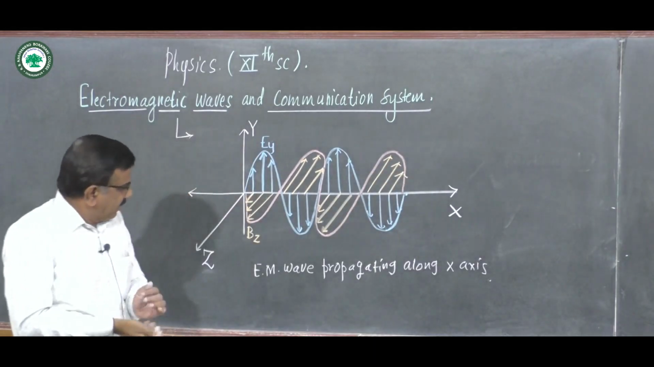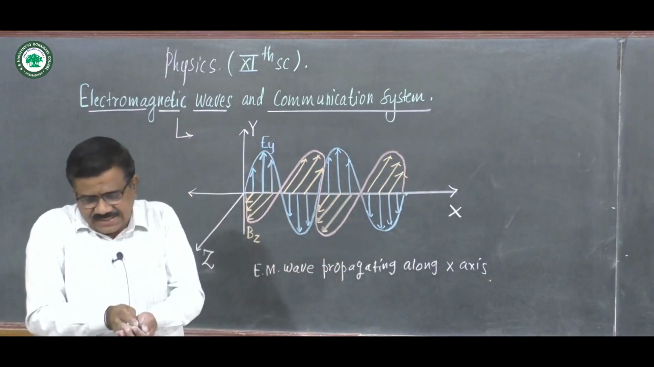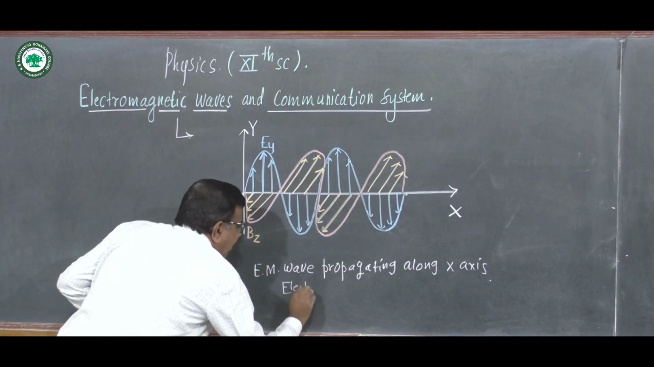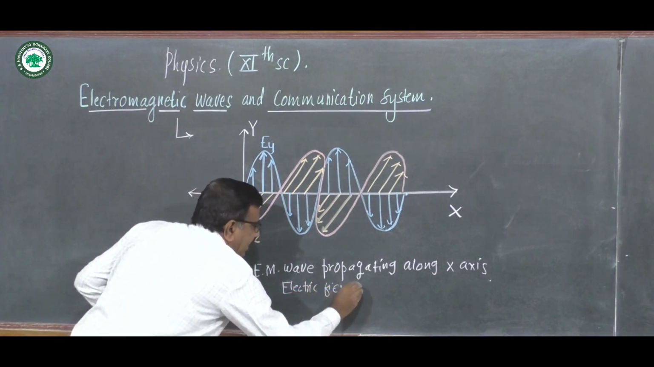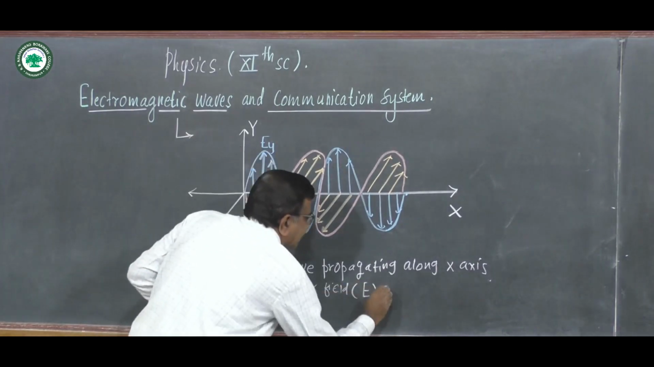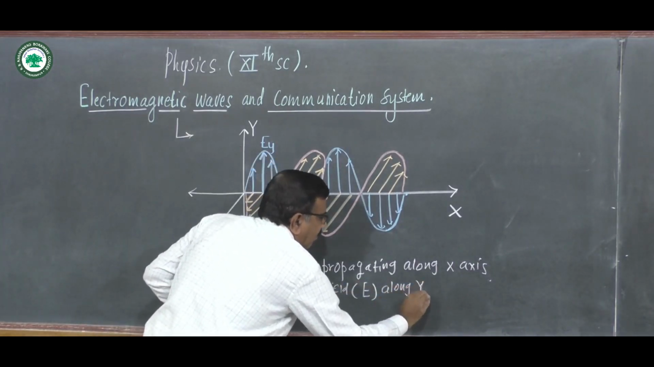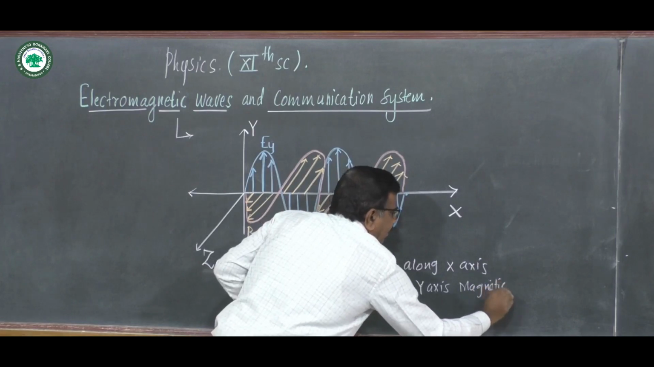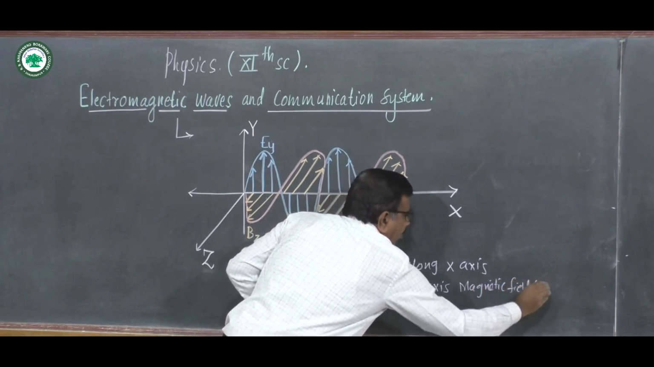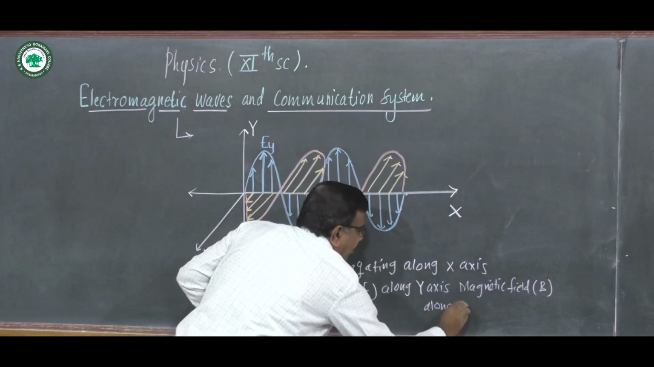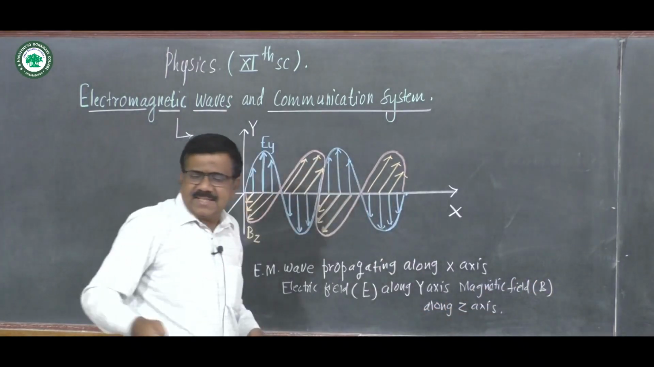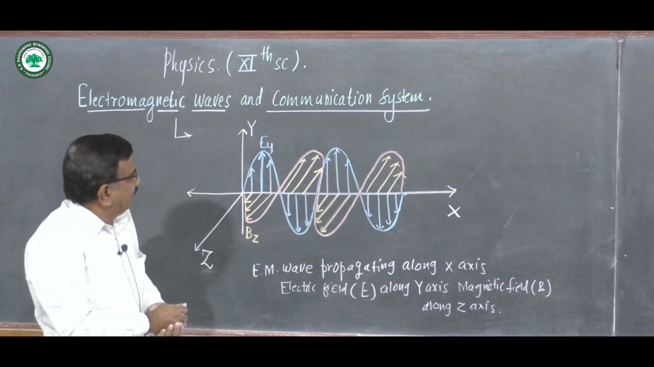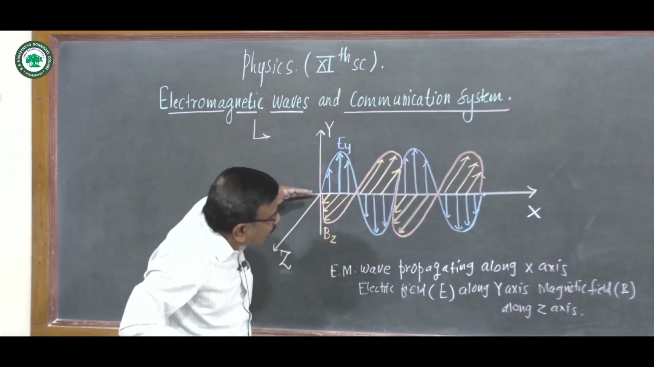See here, the electromagnetic wave is propagating along the x-axis. Electric field, that is E, is along the y-axis, and magnetic field, that is B, is along the z-axis. We know that these axes, x, y, z, are perpendicular to each other. Here the wave is propagating along the x-axis.